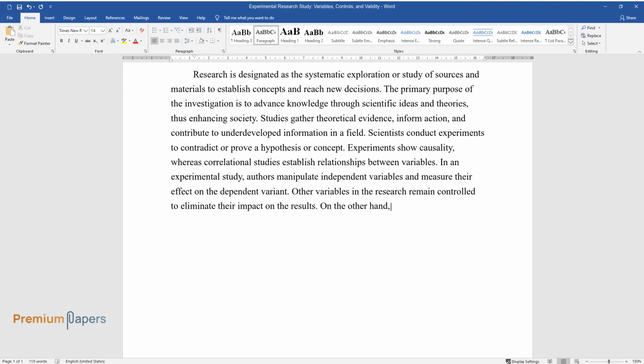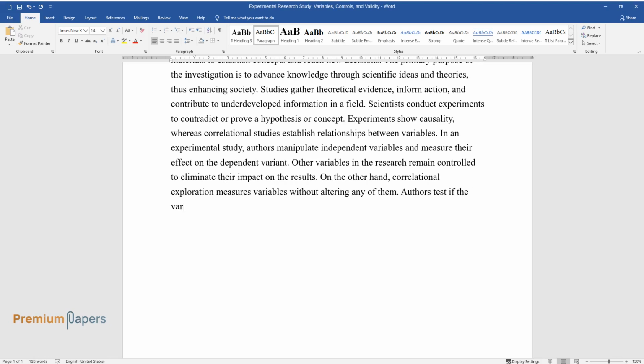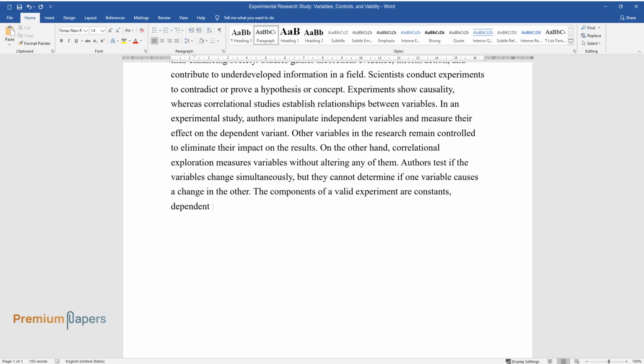On the other hand, correlational exploration measures variables without altering any of them. Authors test if the variables change simultaneously, but they cannot determine if one variable causes a change in the other. The components of a valid experiment are constants, dependent variables, independent variables, and controls.